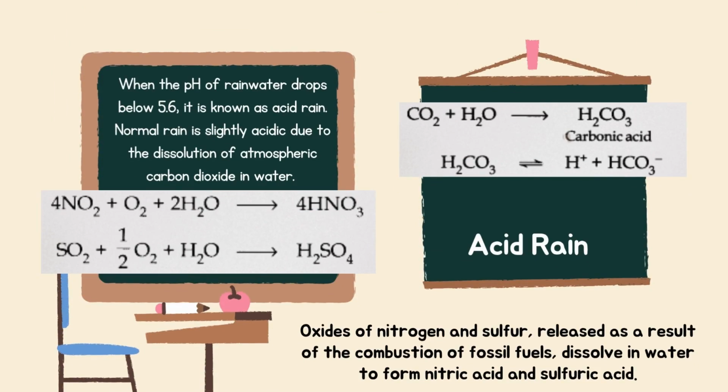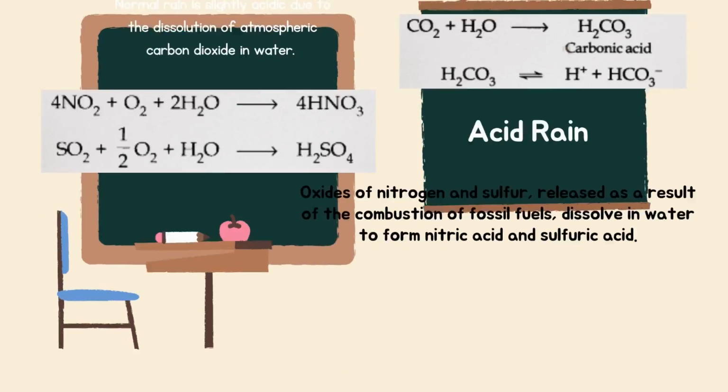Next is acid rain. When the pH of rainwater drops below 5.6, it is known as acid rain. Normal rain is slightly acidic due to the dissolution of atmospheric carbon dioxide in water. Oxides of nitrogen and sulfur, released as a result of the combustion of fossil fuels, dissolve in water to form nitric acid and sulfuric acid.